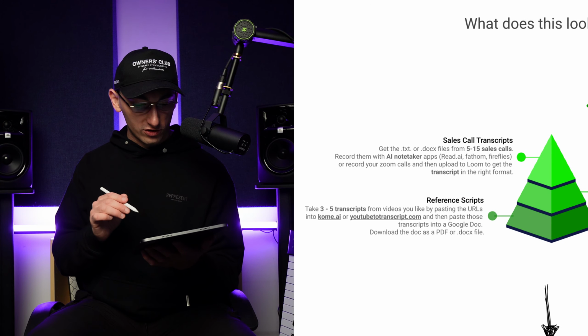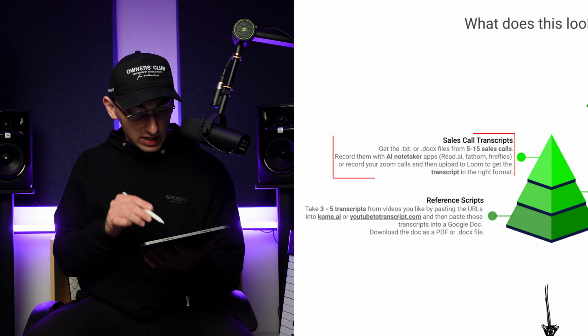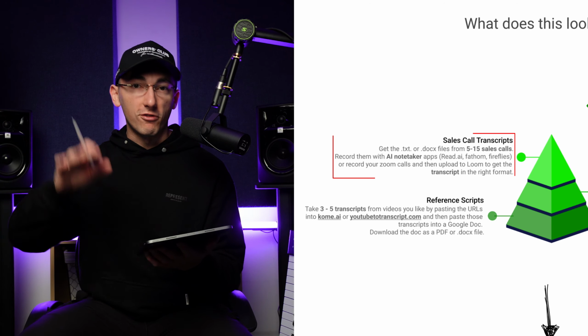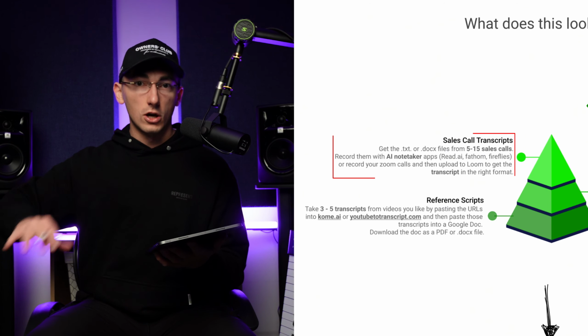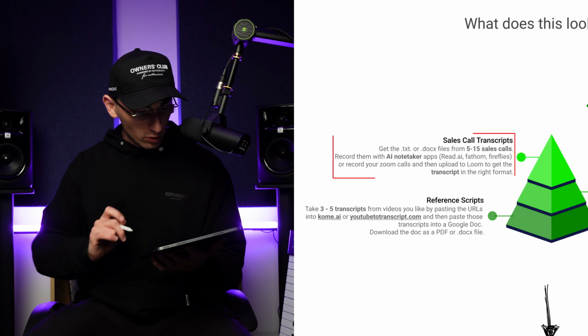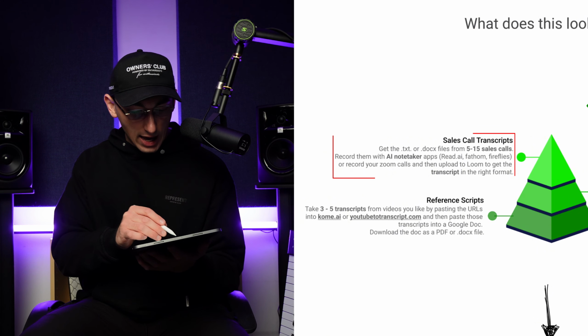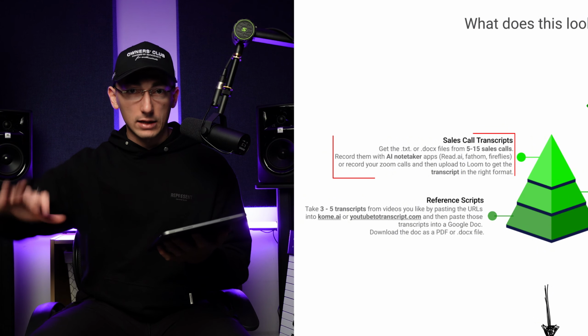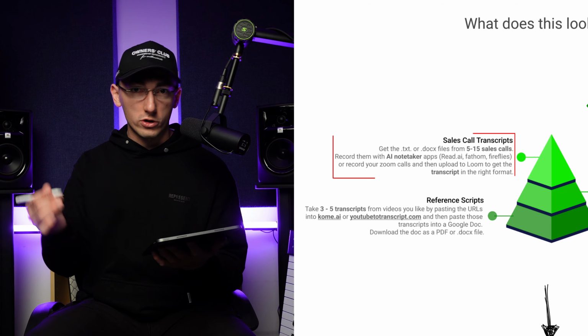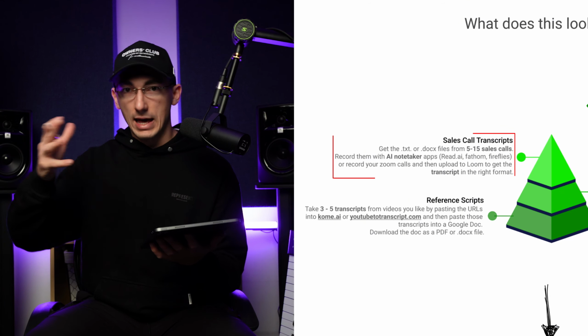There's 3 things that you can use right now that will give ChatGPT, Claude, Gemini, whatever you're using, the best context on you possible. And that would be, number 1, sales call transcripts. Get the .txt or docx files from 5 to 15 of your sales calls with your ICP. It doesn't matter if they closed or not. You could use a note taker app to record your calls. I use Read AI, but Fathom and Fireflies do the same thing. There's a million others. Or if you just record your Zoom calls, you can get Loom and get the paid version.